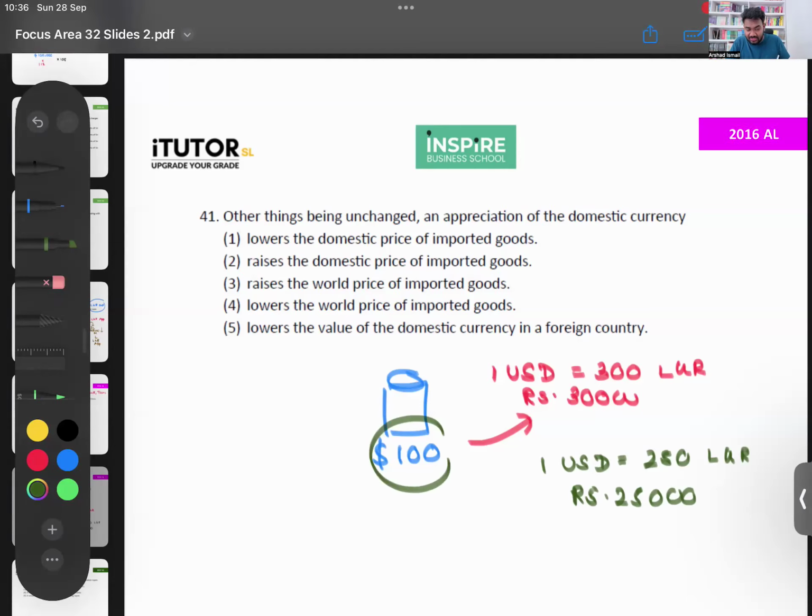No, it's still $100. So you can't say 3 or 4. What happens? The domestic price of it comes down, right? For you, it's cheaper. Which one is your answer? Number 1. Lowers the domestic price of the imported good. Last one says lowers the value of the domestic currency. That means your currency depreciates. No, this is an appreciation kind of a thing. So no. Okay, answer number 1.